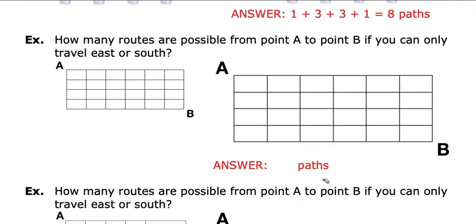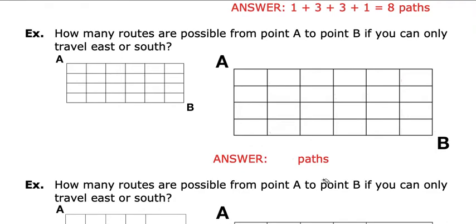Let's picture we were moving down a city block, and we were moving from point A to B. And how many routes are possible from point A to point B if you can only travel east or south? So that would mean to the right or down, because to the right or down advances you towards the position B if you start at A.